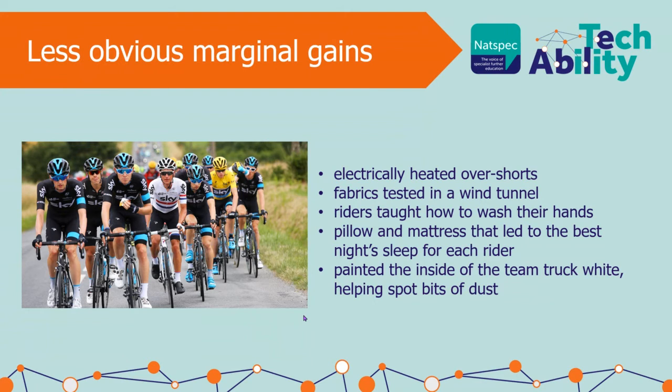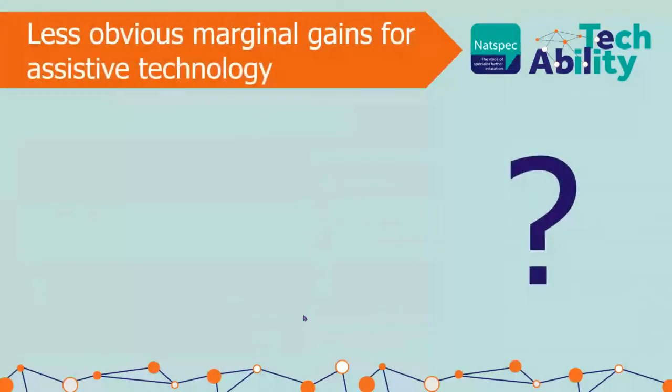Riders were taught how to wash their hands. This is way before COVID, so that they didn't pick up bugs and colds. They got a surgeon in to show people how to wash their hands like surgeons do. They painted the inside of the truck team white so they could spot bits of dust so they don't get in the bikes, things like that. And these things we can think about when we're applying to assistive technology, about all that stuff around the learner.